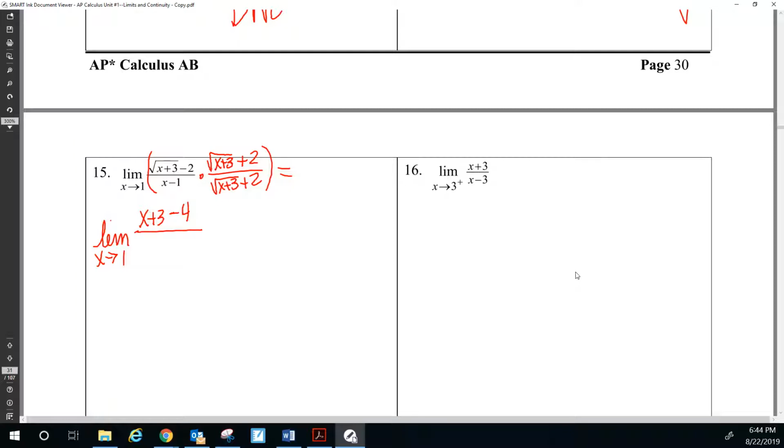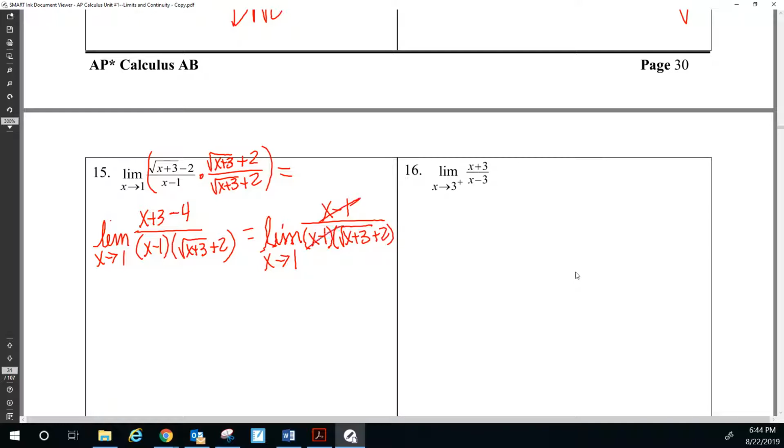On the bottom, before you get too excited and start multiplying this binomial, keep that x minus 1 by itself, because that's what we're trying to get rid of. And with any luck in the numerator, we'll get x minus 1. And notice in the numerator, you got x plus 3 minus 4. Well, guess what that is? 3 minus 4 would be -1. So you got x minus 1 in the numerator. Now you have it in the denominator.